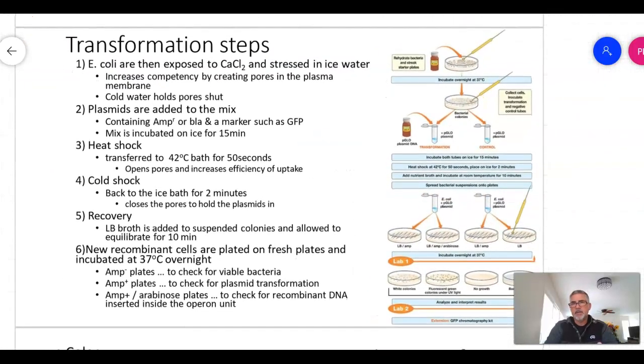Right, so transformation steps. So here's what we're going to do, right? First, we're going to get our E. coli, right? And we're going to expose them to calcium chloride. So our E. coli that we harvest in the log phase, we're going to expose them to calcium chloride, and we're going to stress them in ice water. So I'm going to get my calcium chloride, right? So my calcium chloride here is going to make cells competent.